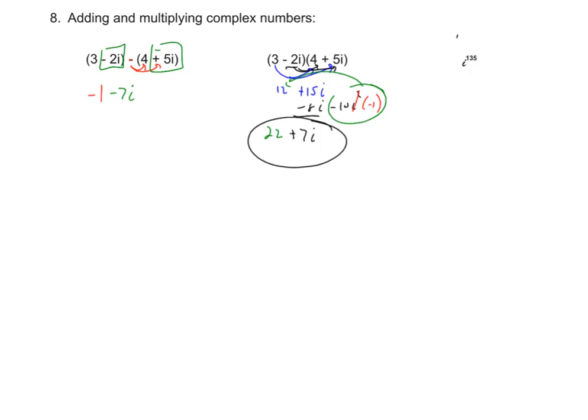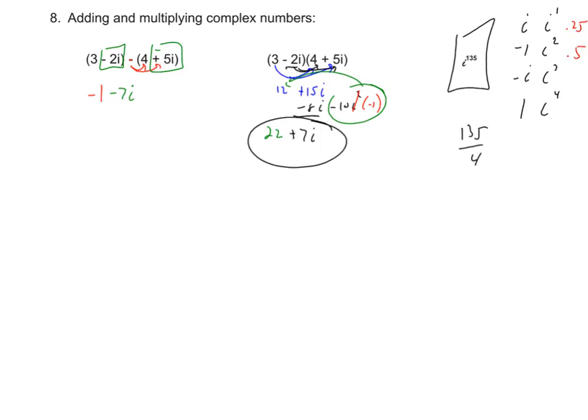Okay, do you remember how to simplify like i to the 135th? Remember the pattern. It's i, -1, -i, 1, right? And i comes from i to the first, the -1 comes from i squared, the -i comes from i cubed, and the 1 comes from i to the fourth. And all you have to do is take the 135 and divide it by 4 in your calculator, and you read the remainder.